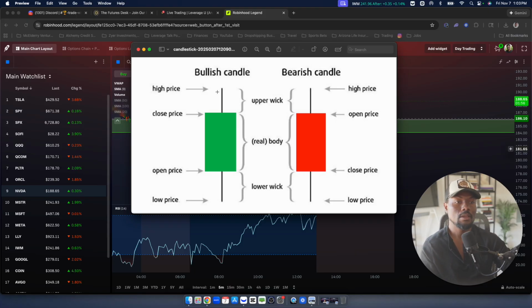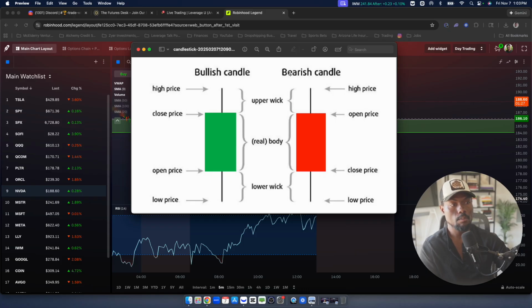The top end of the candle, as you can see here on this bullish candle, is the highest price for the day. We have the lowest price for the day on the wicks. The real body, or the body of the candle, starts at the opening price for the day when the New York session market opens, ideally, in this case for options trading. And then we have a close price for that particular candle, whichever interval you're on.